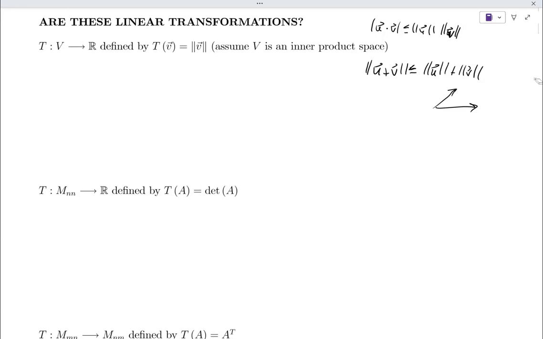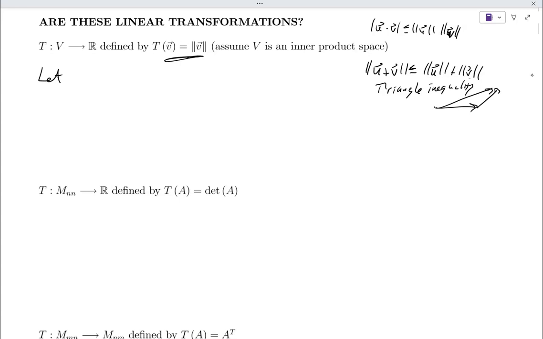Good. Okay, so again, if you think about how you would write these two vectors, if you had u and v, then your sum goes that way, right? So this is triangle inequality. All right, so it's not equal to, it's less than or equal to. Do you anticipate this being a linear transformation then? No. Okay. So let's find a specific example where it's not.